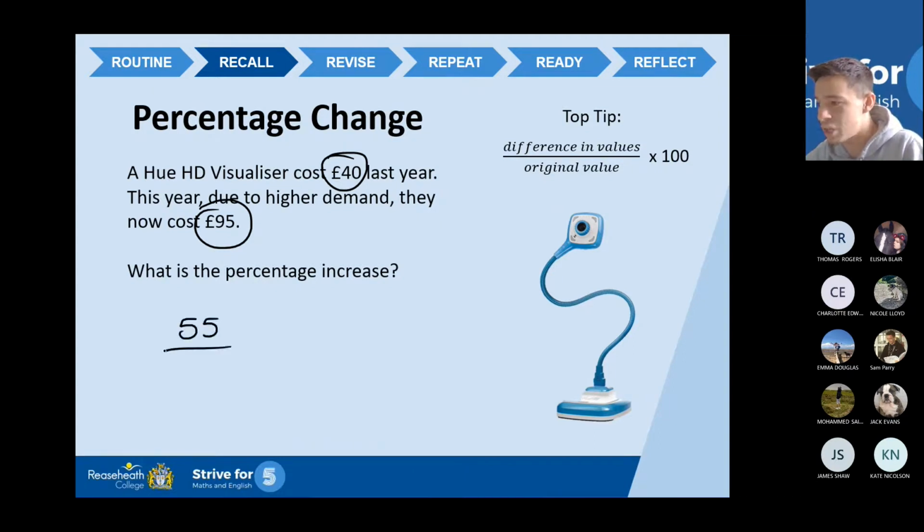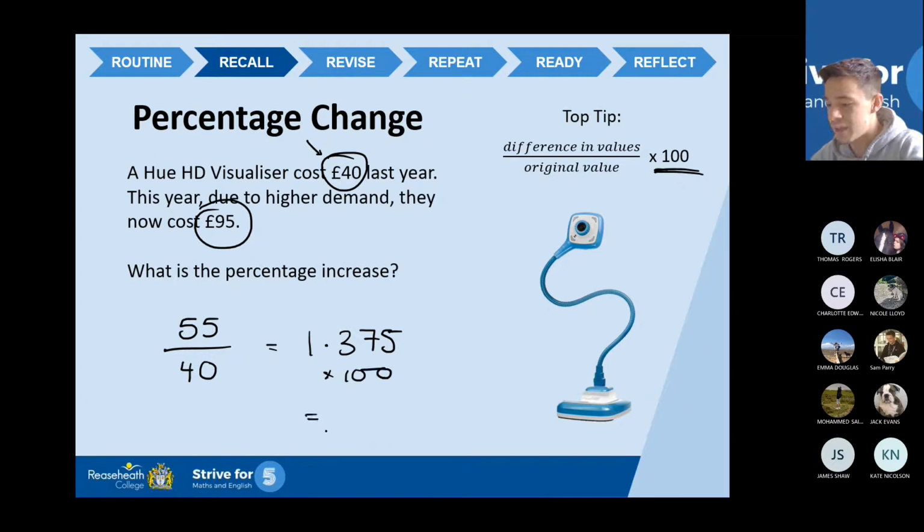So that's the difference. We divide it by the original cost. So originally, it cost £40. So I do 55, I divide it by 40, and that gives me 1.375. What do I need to do to convert it into a percentage? Times it by 100. So I take that answer and I times it by 100. That gives me 137.5%. So it's gone up by quite a lot, hasn't it?